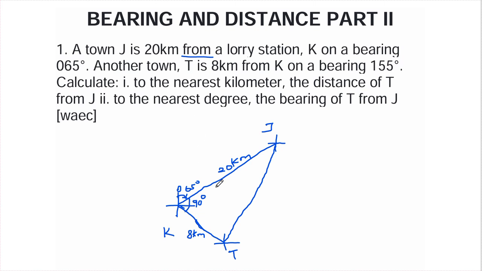It makes the job easy for us because any triangle that ends up giving us 90 degrees becomes very easy to deal with. You can use SOHCAHTOA, right? And so the first question says we should find to the nearest kilometer the distance T from J. This is X. It should be easy to find X in this case. Since this is 90 degrees, that's a right angle triangle, I can use simply Pythagoras theorem to find X. I can just say X squared is equal to 8 squared plus 20 squared.